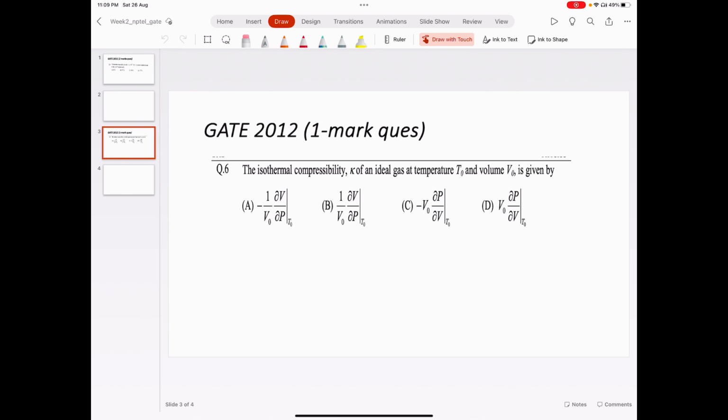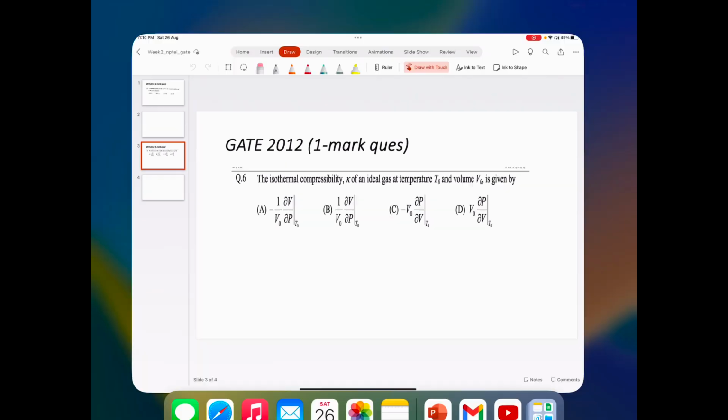In order to understand these we will be dealing with the concept of thermodynamics. As you can see, an ideal gas at temperature T naught and V naught is given here. And another important concept is the isothermal compressibility, something related to the bulk properties of the fluids. And which is the fluid here? It is the ideal gas, which is given in the question. So let's see what is the detailed solution of this particular problem.